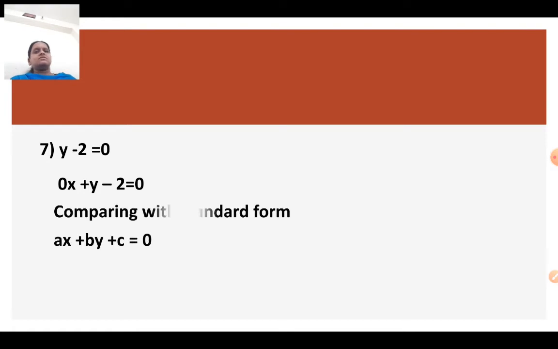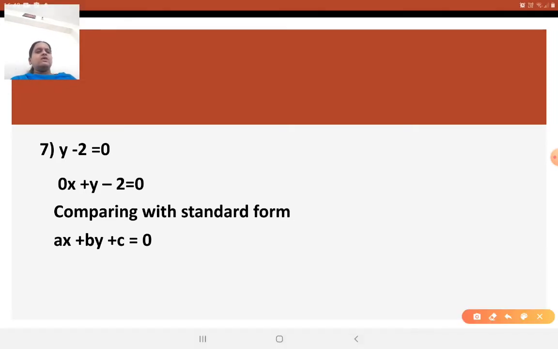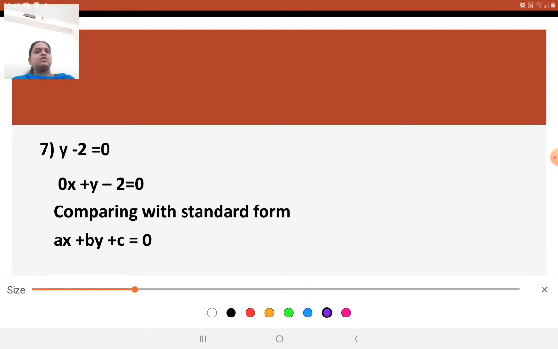So the next step is comparing with the standard form ax plus by plus c equal to 0. So what will be the value then? Yes, a is the coefficient of x, so a is 0. B is the coefficient of y. Here only y is given, so what will be the coefficient? The coefficient is nothing but 1. So b is 1 and c is minus 2.